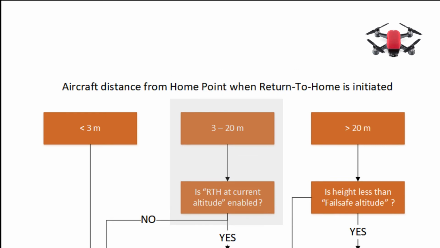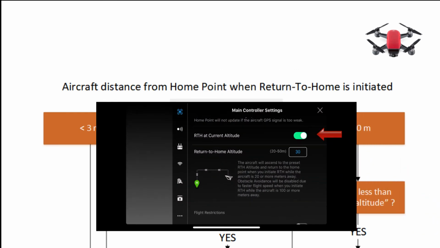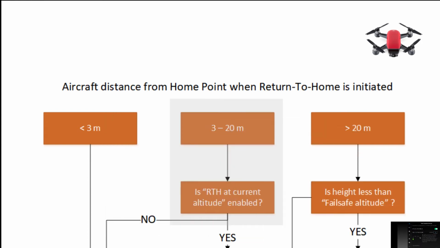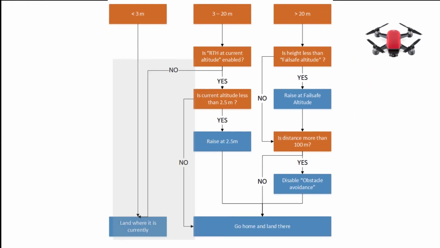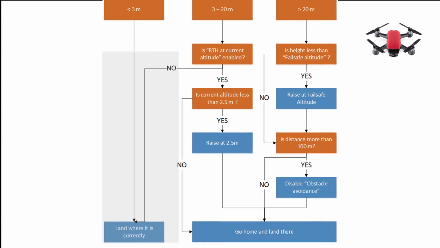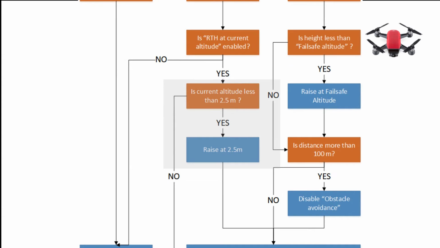Between 3 and 20 meters, the behavior depends on the setting called RTH at current altitude. If it is disabled, which is the default by the way, then the aircraft will land wherever it is, just like in the previous case. However, if RTH at current altitude is enabled, then it will go home and land there.